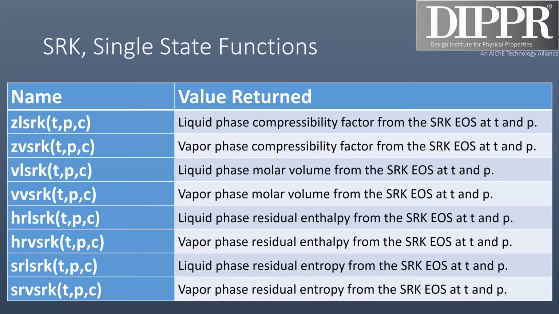Each is called with three arguments, T, P, and C. T is the temperature in Kelvin, P is the pressure in Pascal, and C is the variable with the property data that is obtained from the dipprread function as described in a separate video. The units on the return values are found in the documentation. Volume is given in meters cubed per kilomole, enthalpies in joules per kilomole, and entropies in joules per kilomole Kelvin.